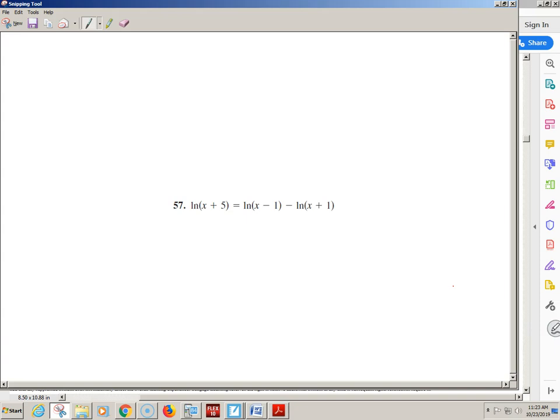This side ln x minus 1 over x. Yeah, that's called condensing, right? I'm going to condense using the quotient property. How's that look? Because what can I do now? What happens if I have one ln on either side?